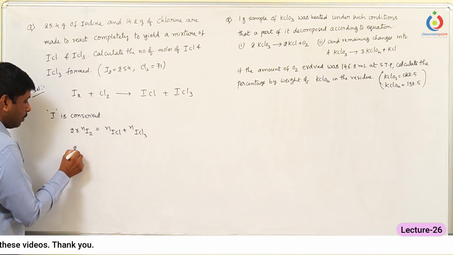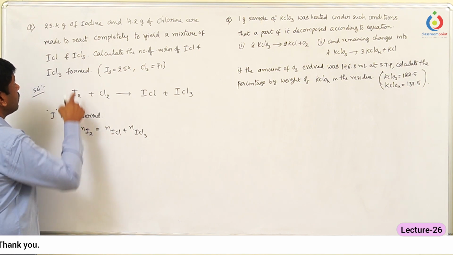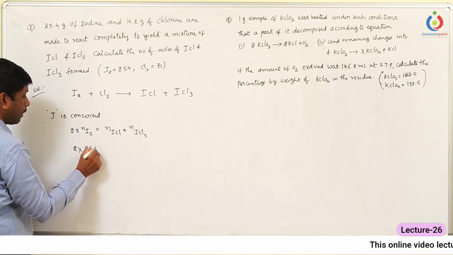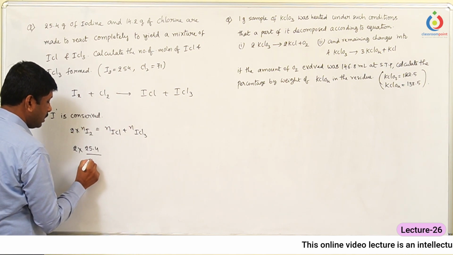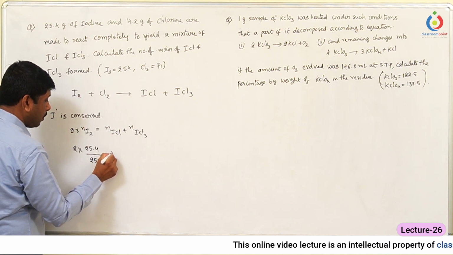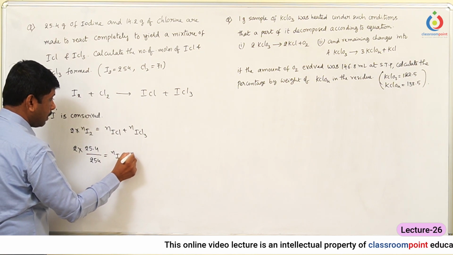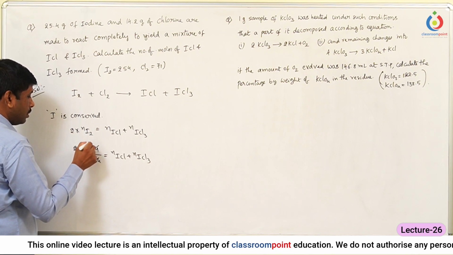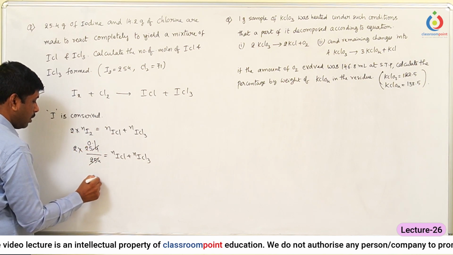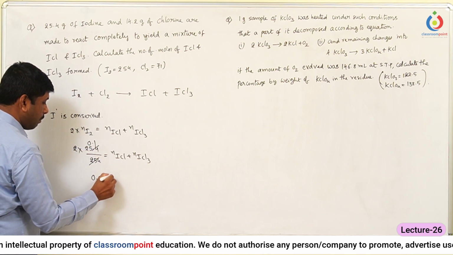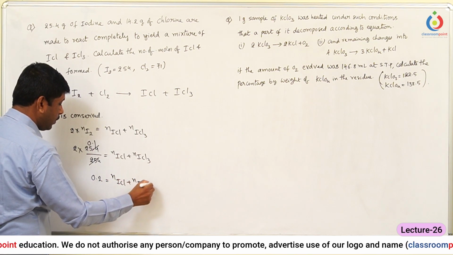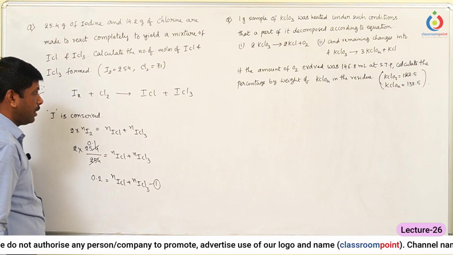See here, 2 into number of moles of iodine means weight by molecular weight. Weight is 25.4 divided by molecular mass, which is 254. This equals number of moles of ICl plus number of moles of ICl3. So it goes 0.1 times, so that this total value, number of moles of ICl plus number of moles of ICl3, is equal to 0.2.